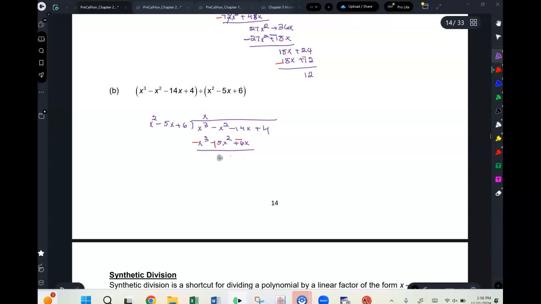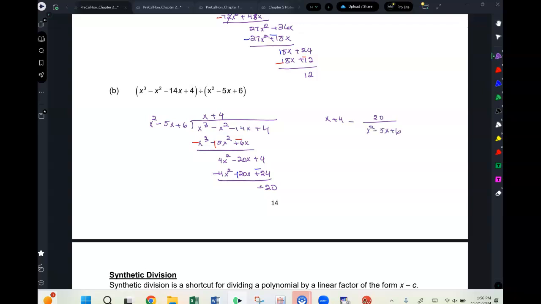So 4x squared minus 20x plus 4, and then plus 4. So 4x squared minus 20x plus 24, minus plus minus. So what's the remainder? Negative 20. Okay, so my answer is x plus 4 minus 20 over x squared minus 5x plus 6. Okay, now this is fine.